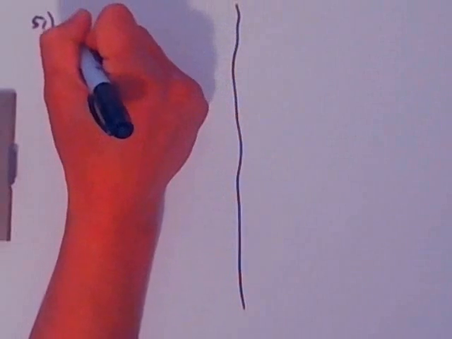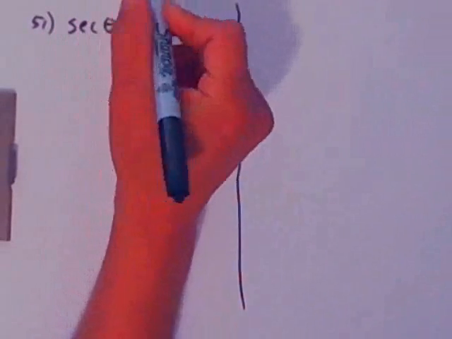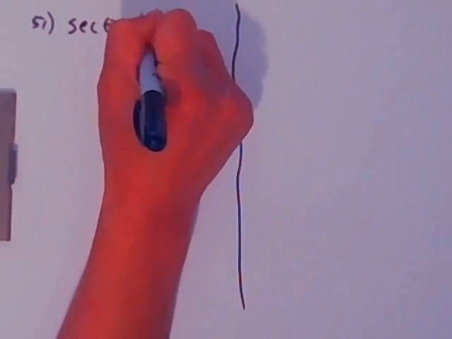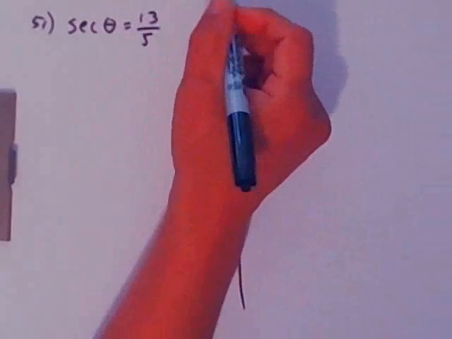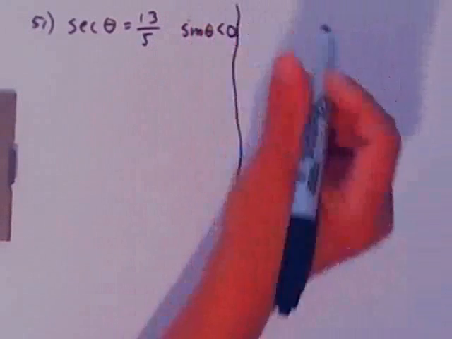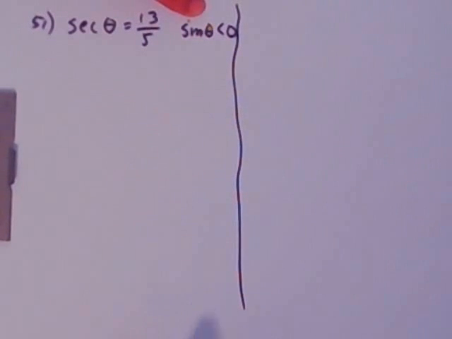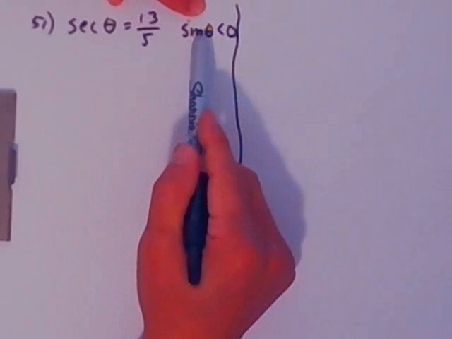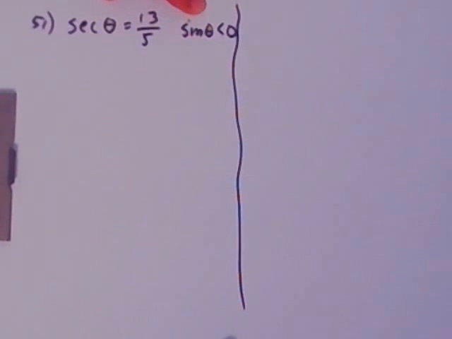It says the secant of the angle is equal to 13 over 5, and the sine of the angle is less than 0. That means it's in, what quadrant is that in? 3, 4. So what do we do next? First thing we do, the same thing over and over and over again.